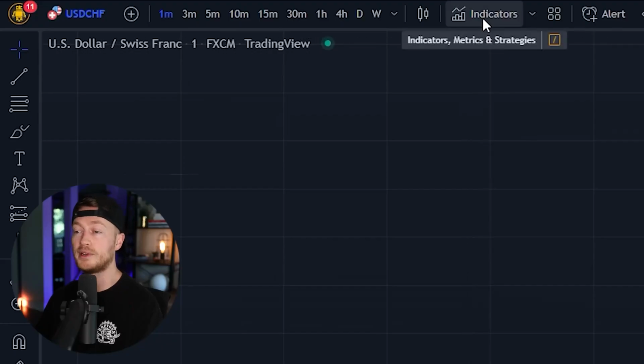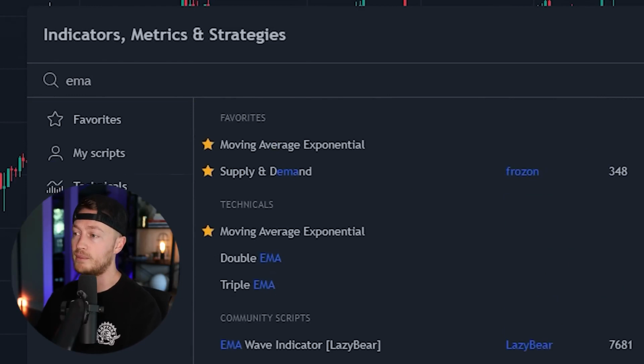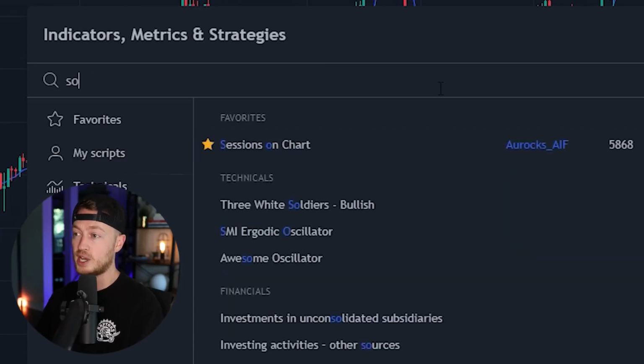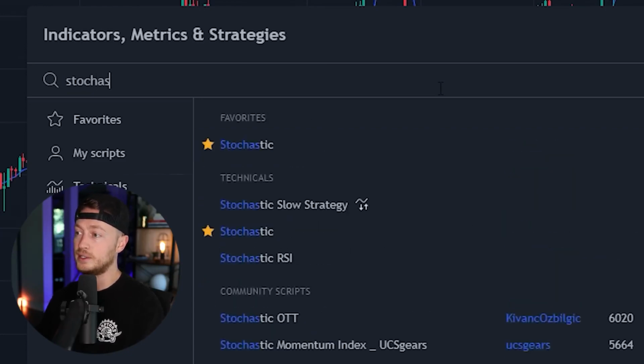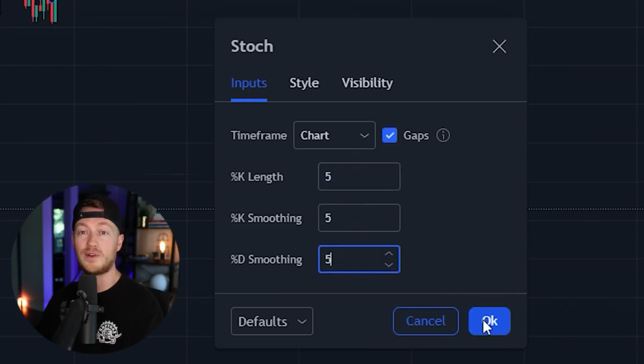Second, we want to come over here to indicators. We're installing just a couple indicators. We're installing 2 EMAs. So just grab the moving average exponential, click on that 2 times, and then we're installing a stochastic. So just type stochastic like this right here. So just double click on the stochastic right here. We're just changing the K length, K smoothing, and D smoothing all to 5. Very simple. And then click OK.